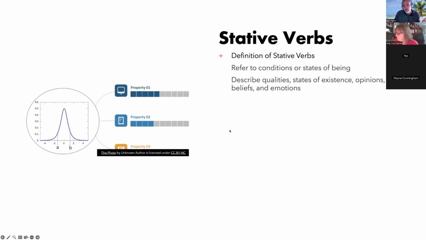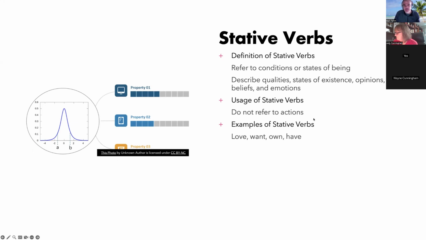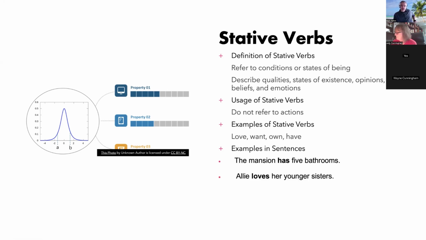Stative verbs, also called state of being verbs. Again, they refer to conditions or states of being. They describe qualities, states of existence, opinions, beliefs, etc. They do not refer to actions. Obviously, that would be action verbs. Some examples are love, want, own, have. If we use them in a sentence: the mansion has 5 bedrooms. Ellie loves her younger sisters, and my car needs an oil change.